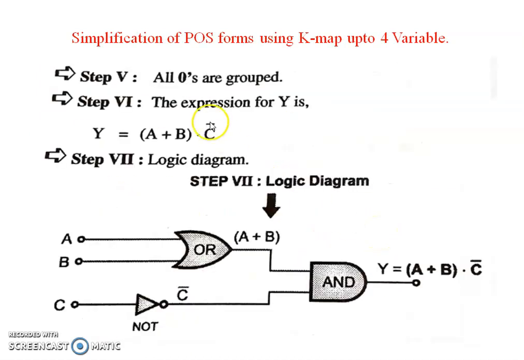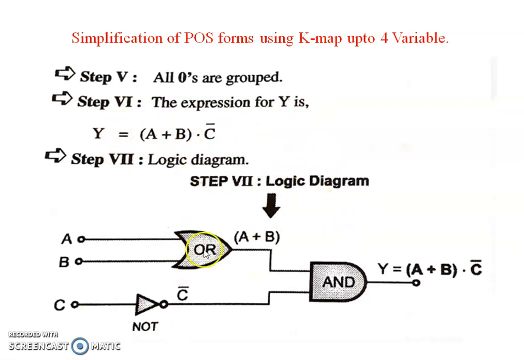So our next step, the expression of Y is (A + B) · C̄. It means that your product of sum consists of Boolean expressions or terms that are ANDed together. Now for this expression you have to draw the logic diagram.